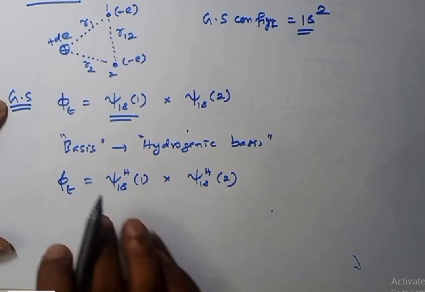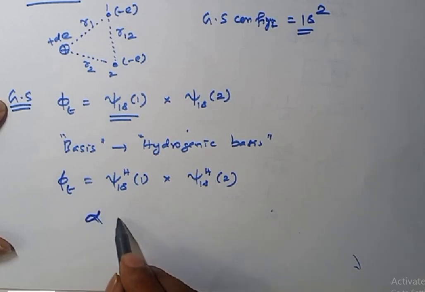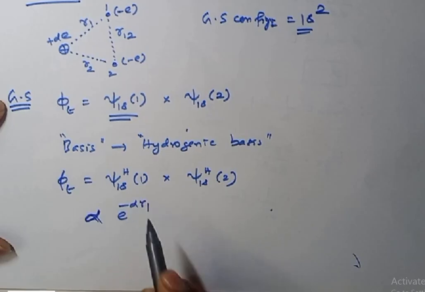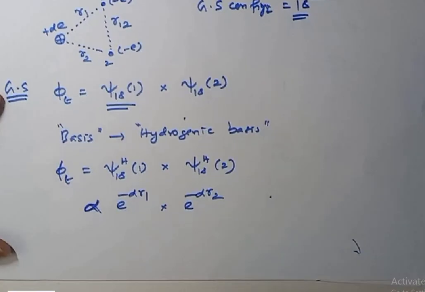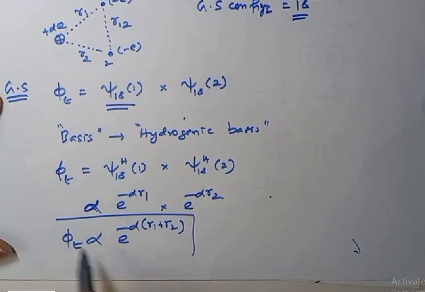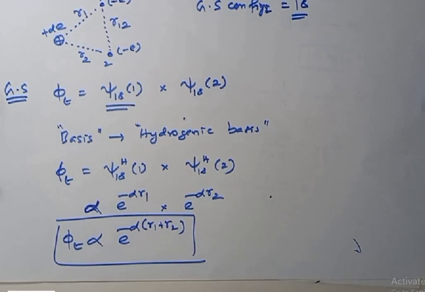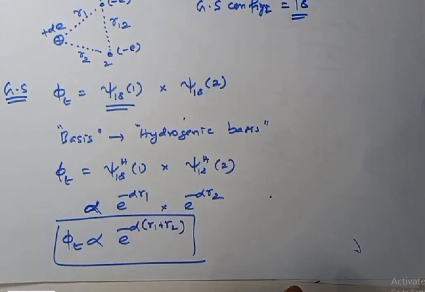I am not going to write it fully; instead of equal, I will put proportionality, some constant will be there, e power minus alpha into r1 and e power minus alpha into r2 we get. This is proportional to e power minus alpha, taking alpha as common, times r1 plus r2. This is my trial wave function under the hydrogenic basis.